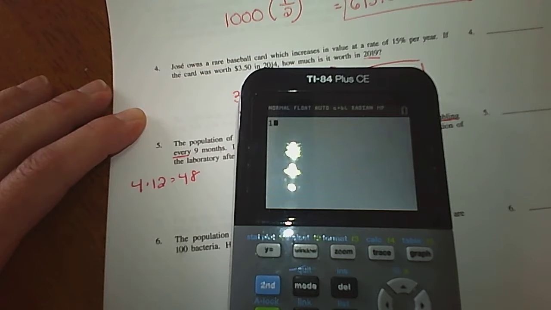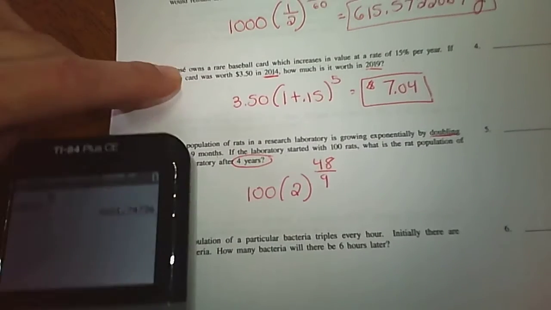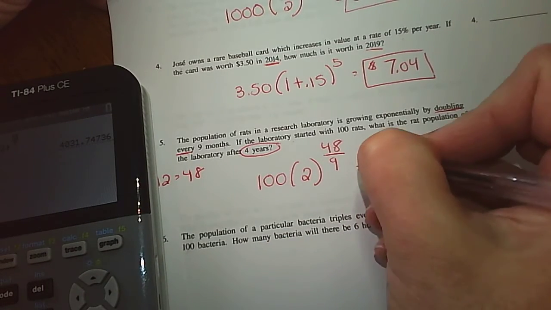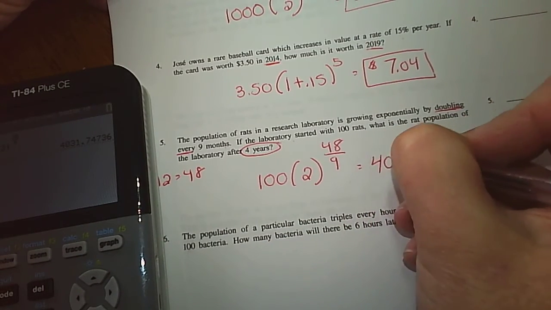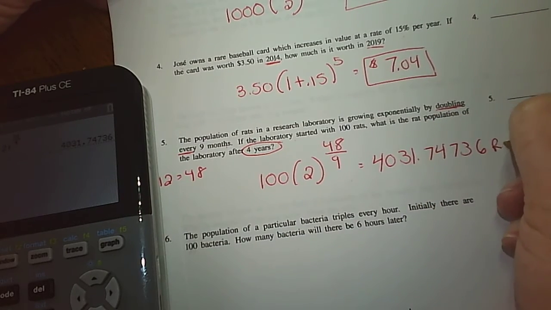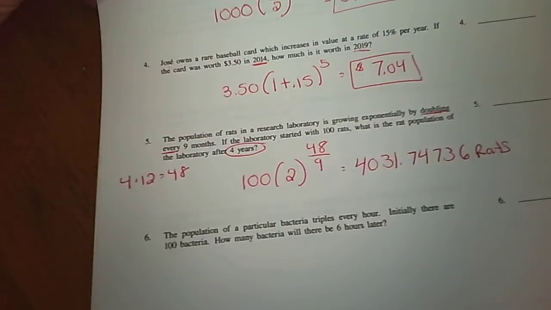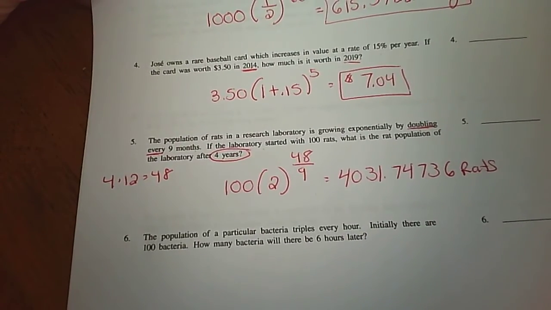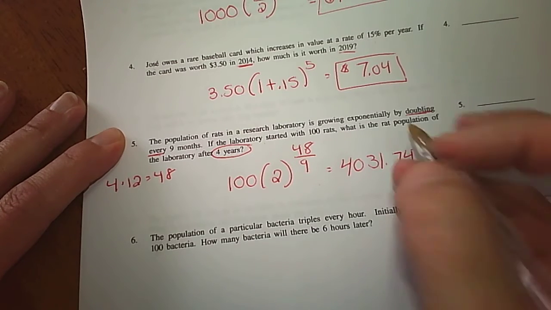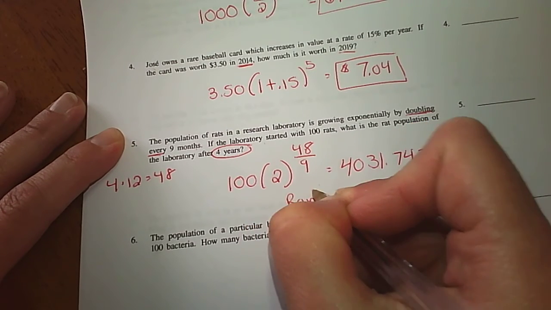Now, put in my calculator, 100, 2 raised to the 48 over 9. Right? Now, the lab started with that many rats, so that's going to be 4,031.74736 rats. Okay. I'm going to ask you to round to the nearest rat, right? What would the nearest rat be if I said round to nearest rat?